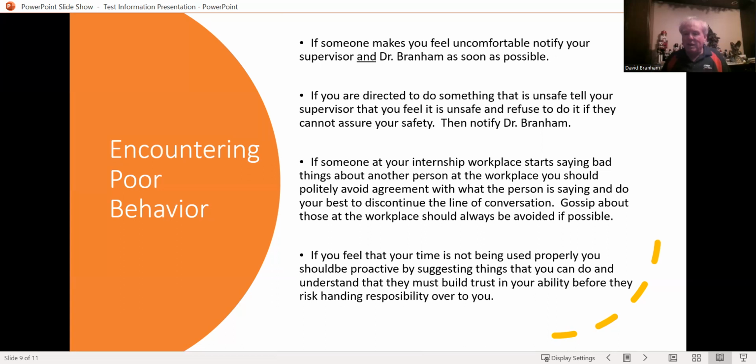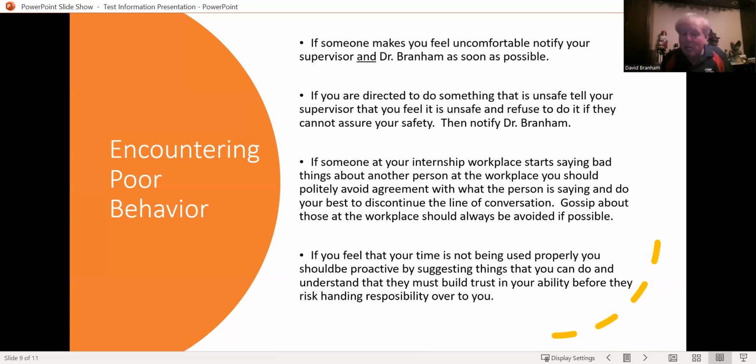This is difficult. It's something that occurs a lot in workplaces. People like to do it because in some cases it helps them feel better about what's going on. But you can't do that at another person's expense. So be sure to avoid that at all costs.